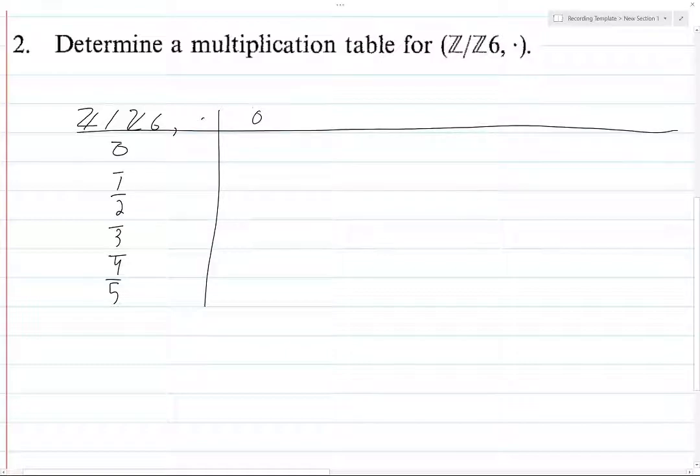So anyways, 0, what happens when we multiply things by 0? They become 0, so this whole row is 0. But when we multiply things by 1, they stay the same.